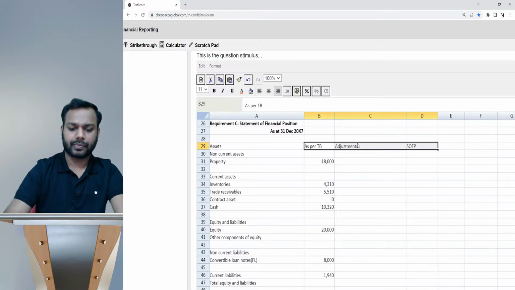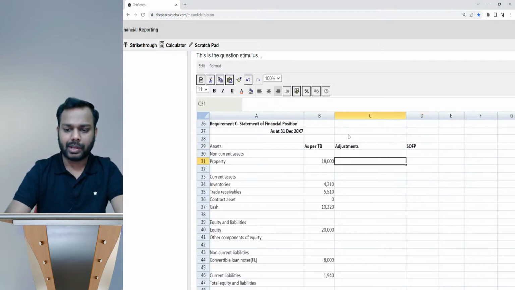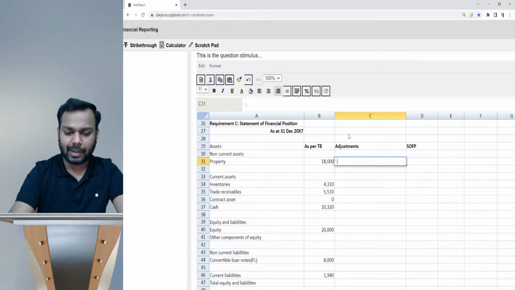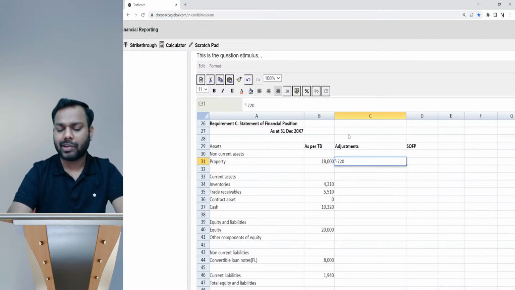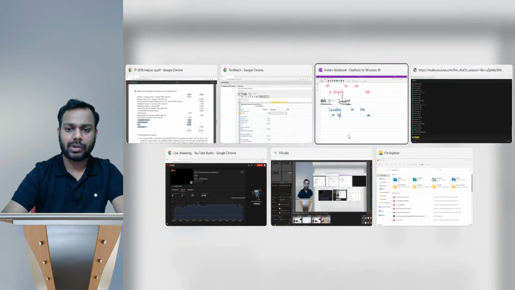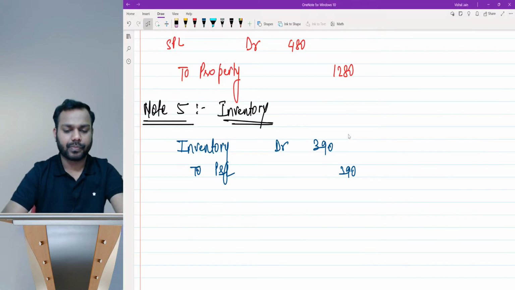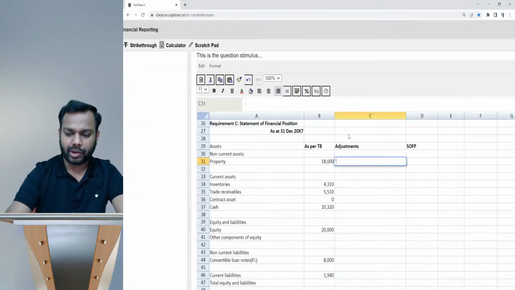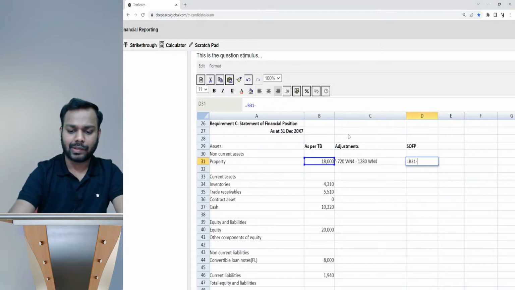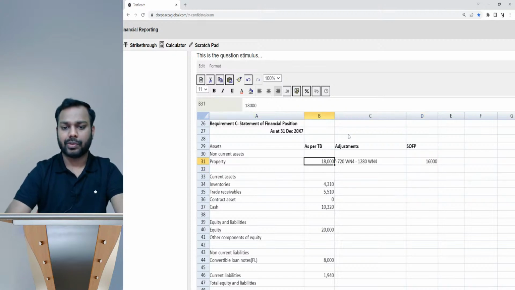Now adjustments. So what is the adjustment to be done here? First is minus depreciation for the current year 720. Then minus, you can write here, what is the note number? What is the note number for this one, guys? Note number is 4. So you can write here minus 720 working note number 4, and then minus 1280, that is also working note number 4, right? So this will be 18,000 minus 720 minus 1280 is 16,000.